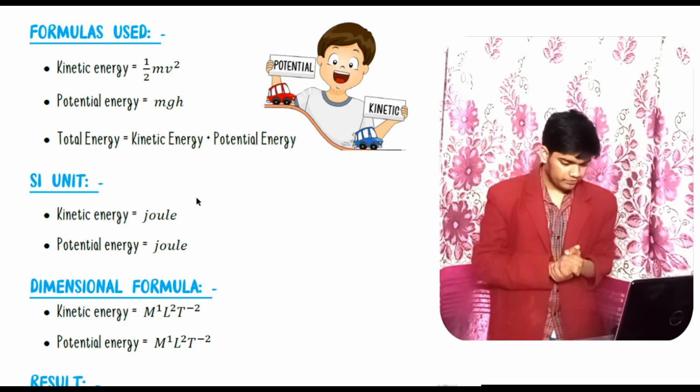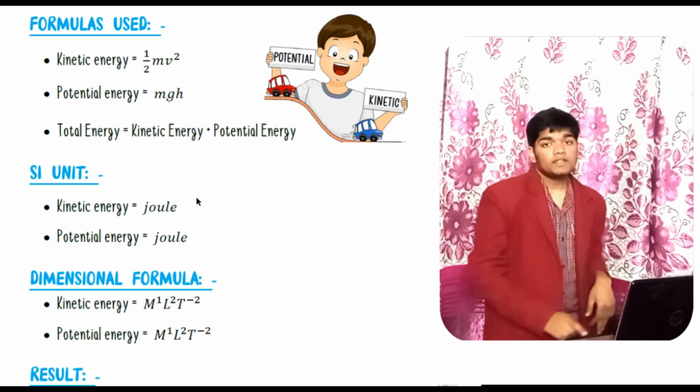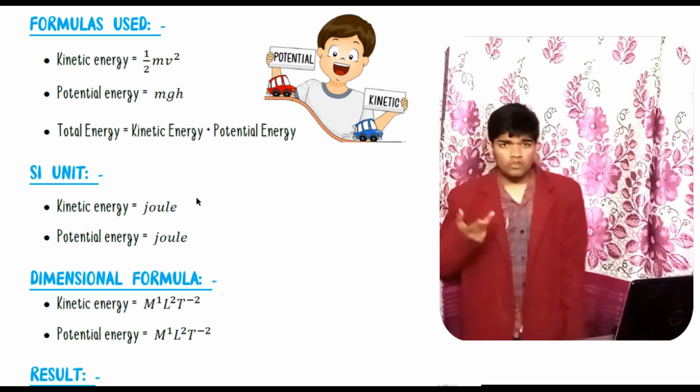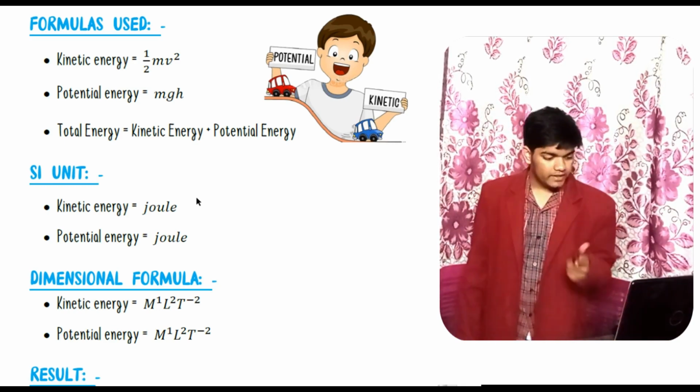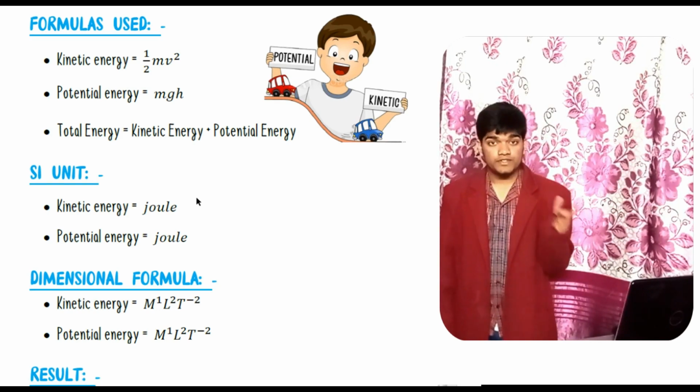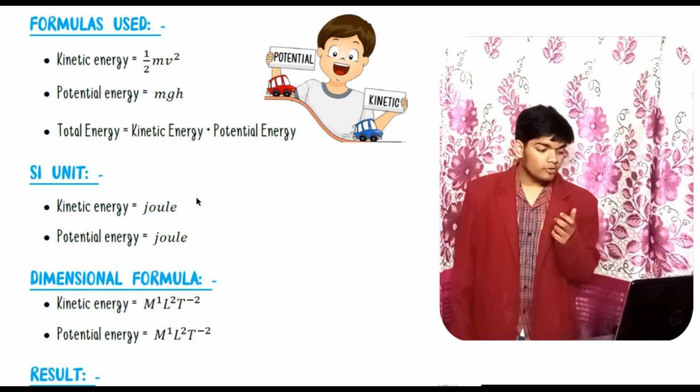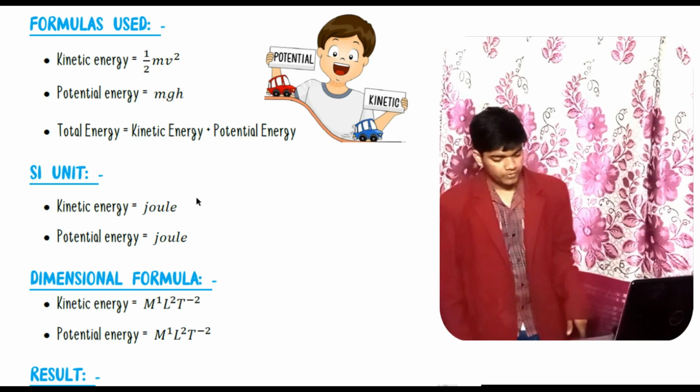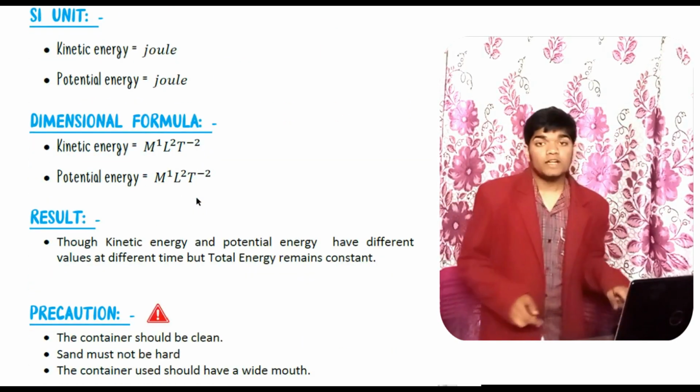Okay. Then we have the SI unit of these formulas, which is joule for both of them. Then we have the dimension formula for both of them, which is M L square T to the power minus 2. So after that, we have the result.